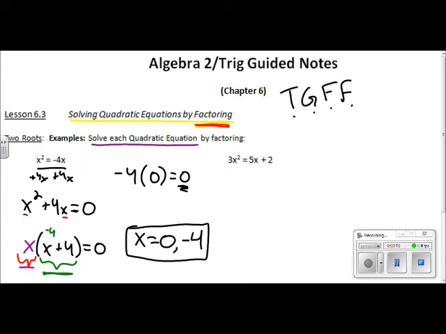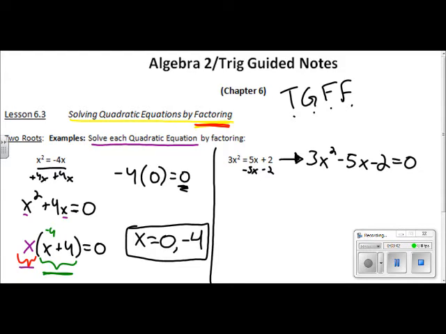Now moving on to our second example here. We have 3x squared equals 5x plus 2. Again, we want to get it into a form where it's set equal to 0, so I'm going to subtract 5x and subtract 2 from both sides. This way, we can get it into 3x squared minus 5x minus 2 equals 0.